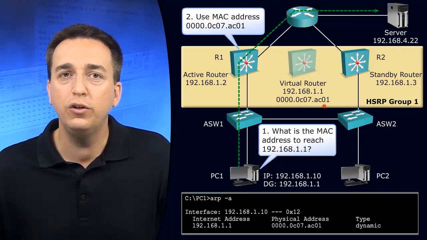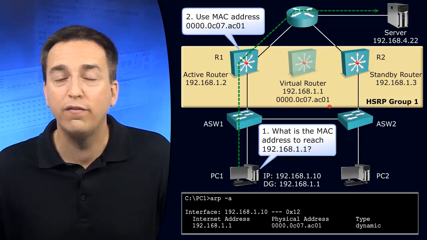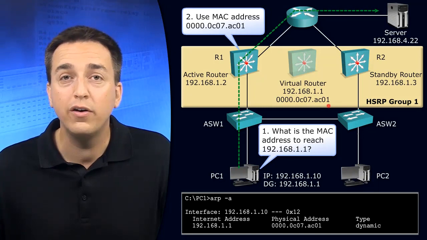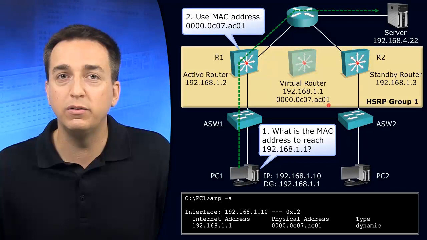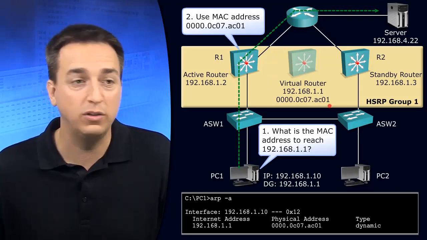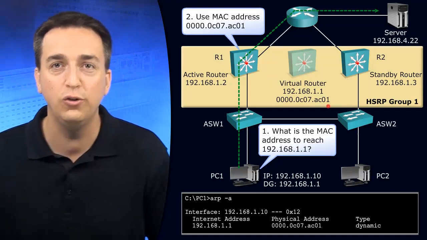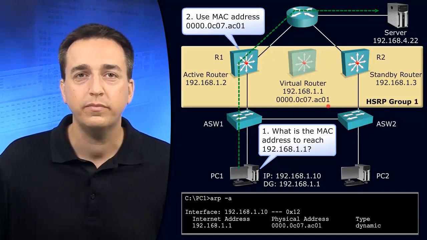So since we have two hexadecimal values that we can play with, starting at 00 and going all the way to FF, we could have 256 HSRP group numbers. 00 equals 0, and FF equals 255. So 0 to 255 is 256 possible group numbers.